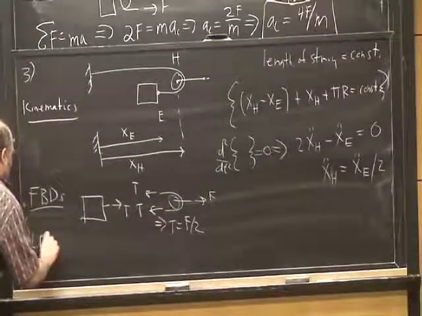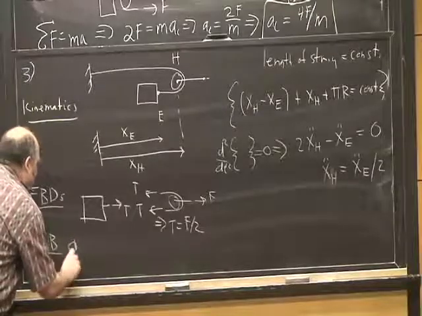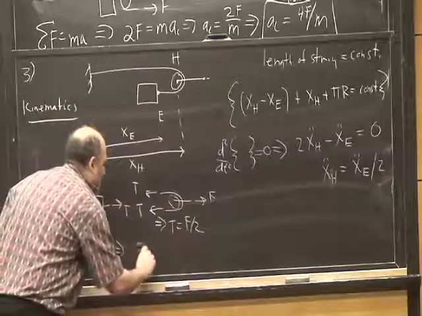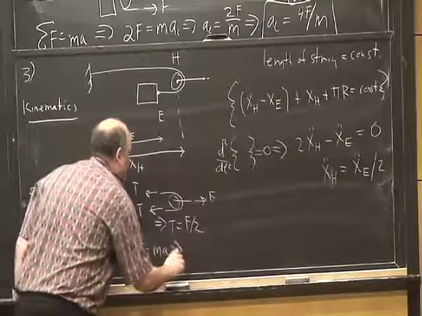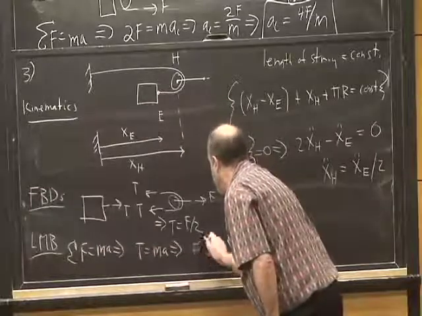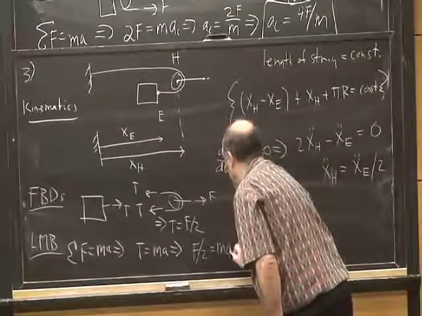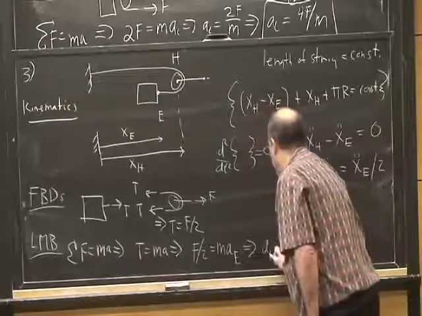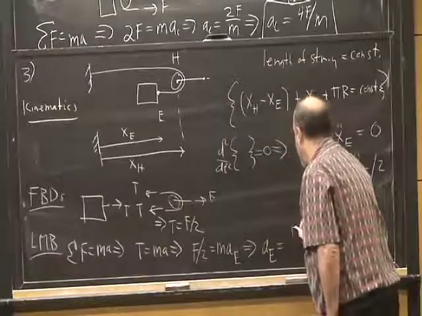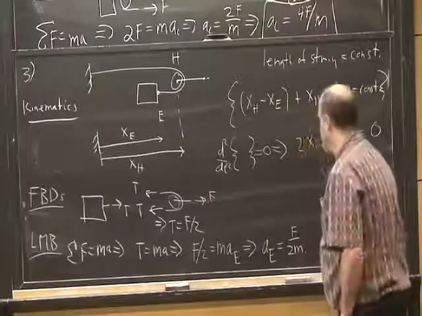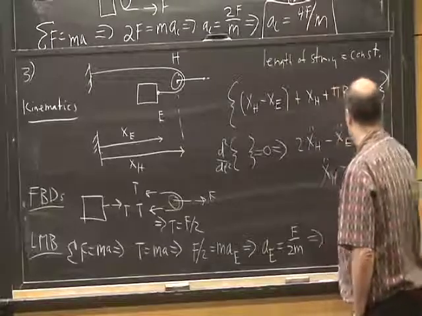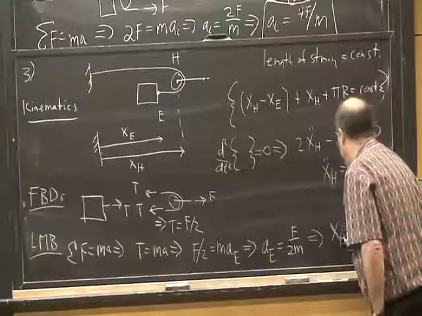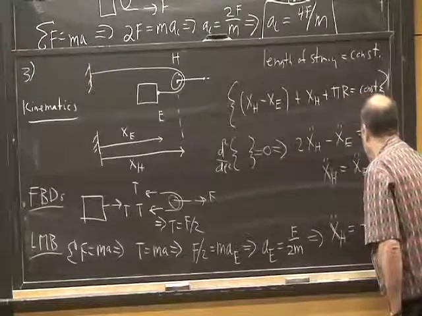And then if we use linear momentum balance, which says that the sum of the forces on the block is equal to ma, it says that the tension is equal to ma. It says that F over 2 is equal to m times the acceleration of point E. So the acceleration of point E is equal to F over 2m. And then that tells us that the acceleration of point H is equal to F over 4m.